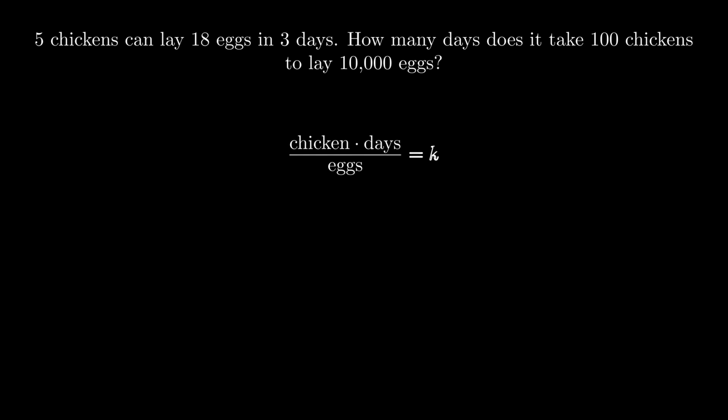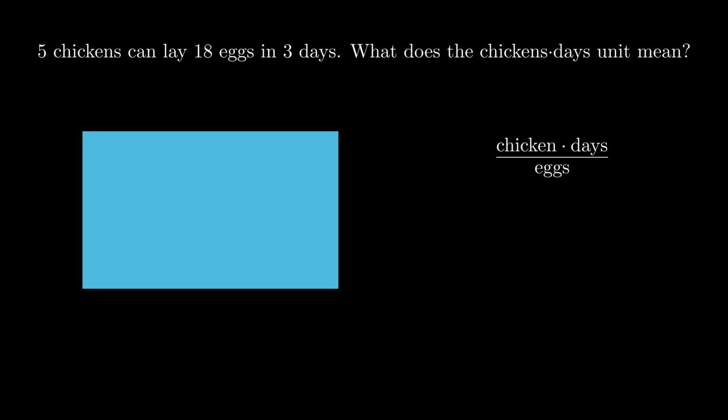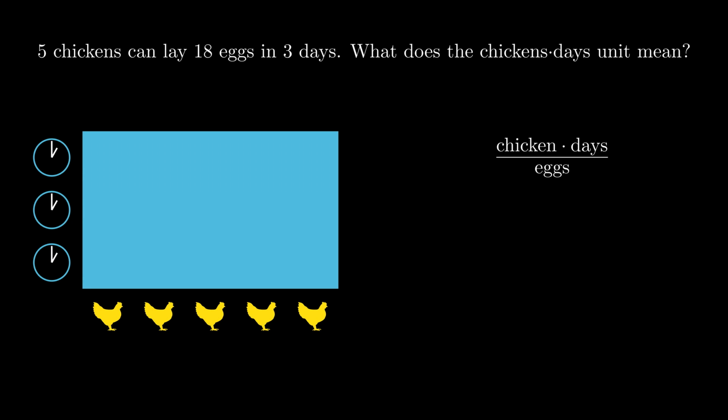To better understand how this unit works, consider this rectangle, where we represent the number of chickens as the width and the amount of days as the height. Each column represents the amount of eggs a single chicken produces. Each row represents the total amount of eggs laid each day. The total area represents the total number of eggs laid. We can thus write our equation as 5 chickens times 3 days equals 18 eggs.